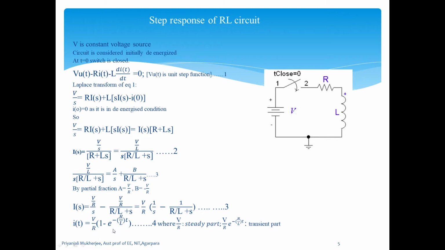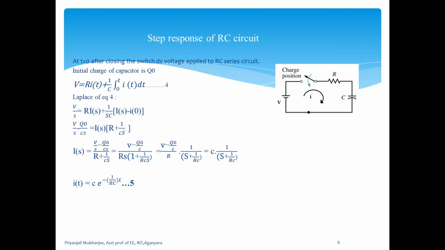And in this expression, this V/R is the steady part, and V/R into e to the power minus R/L into t is the transient part of the system. So using this Laplace transform, we can say that the equation remains the same as what we achieved in the classical approach. So this is the step response of the RL circuit.